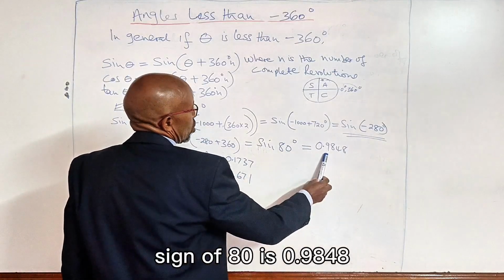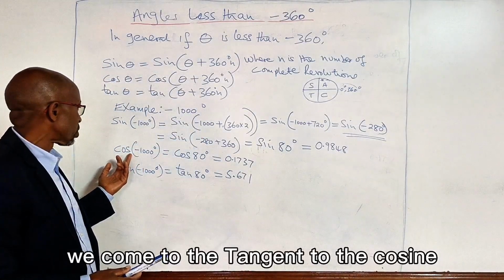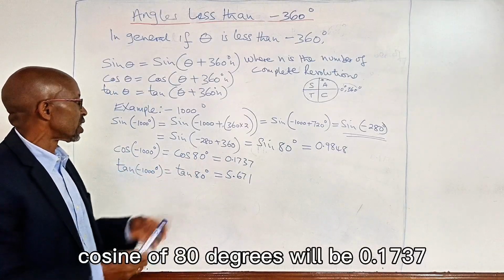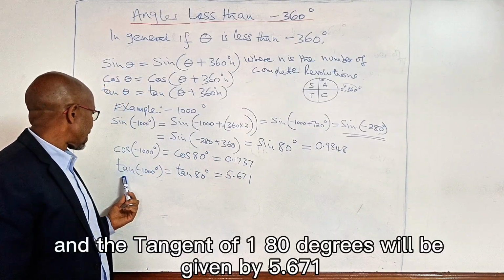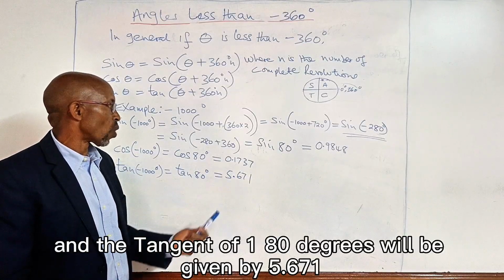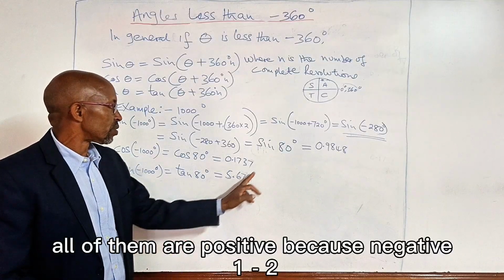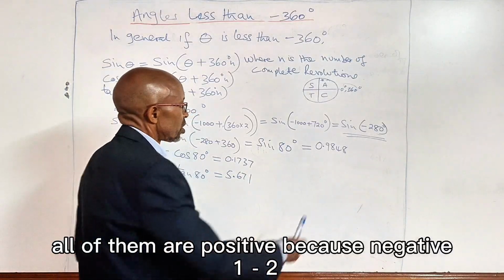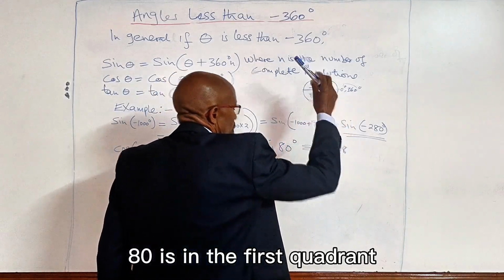Sine of 80 is 0.9848. When we come to the cosine, cosine of 80 degrees will be 0.1737. And the tangent of 80 degrees will be given by 5.671. All of them are positive because negative 280 is in the first quadrant.